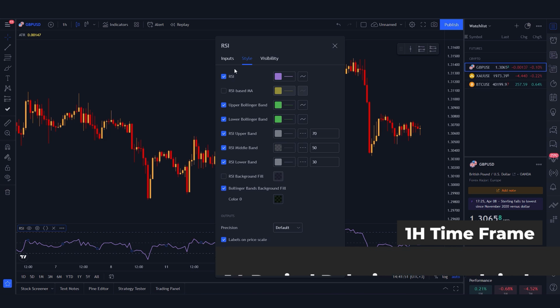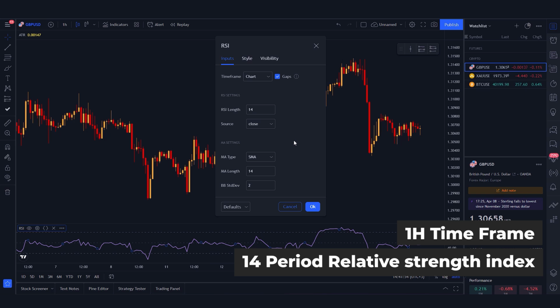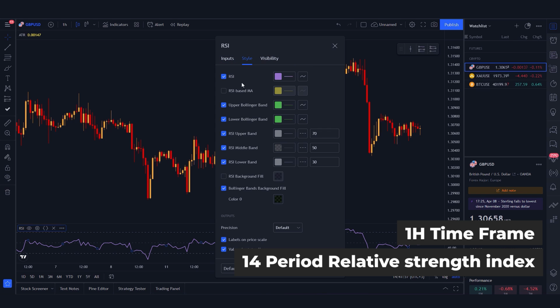I've added a 14-period RSI indicator to the 1-hour chart with the default settings, but I have disabled the smoothing line.